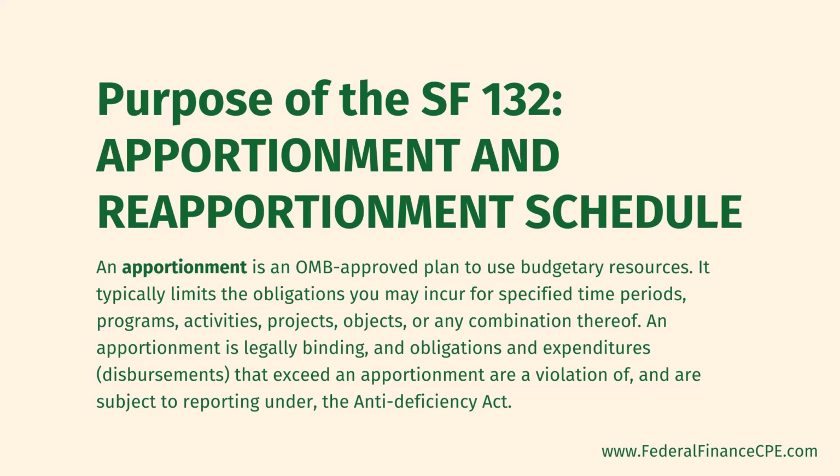This is because apportionments are a vital stage of budgetary control. Think of it this way. Congress gives agencies budget authority, which is permission to spend money. Then the executive branch, through OMB, uses apportionments to tell agencies the specifics: how much they can spend, when they can spend it, and what they can spend it on.